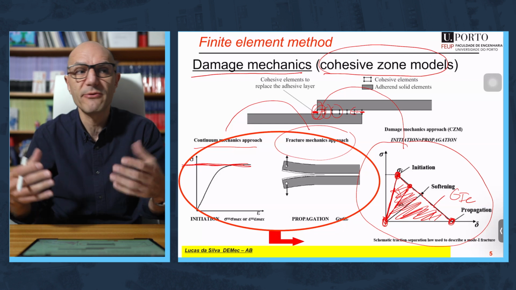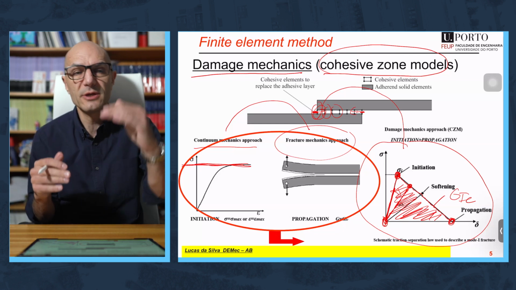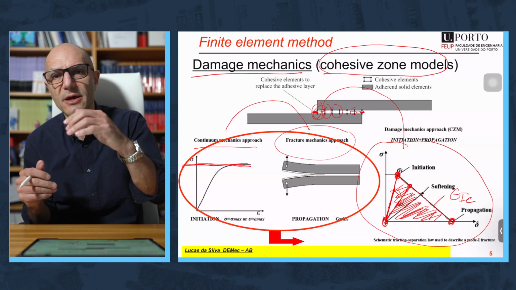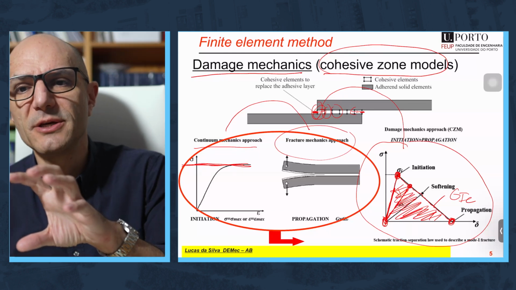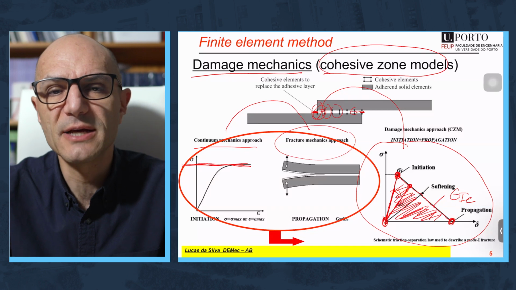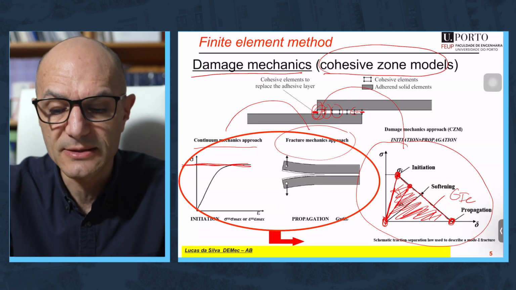You see, really powerful. Initially no damage, you reach a stress limit, it starts to damage, and when you reach the fracture energy, you have a disbond. And this is a progressive process until the joint fails.